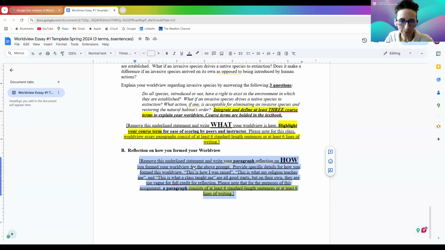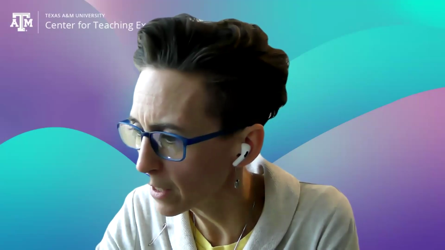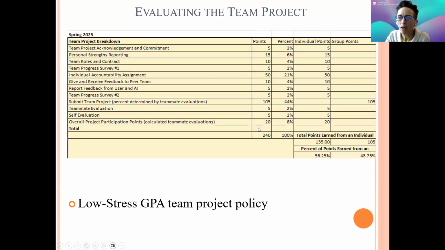Okay. All right, so moving on to the team project. Oh, my screen sharing is paused. Why is my screen sharing paused? One second, I want to make sure you can see everything. Share. Here we go. Okay. Moving on to the team project. There is a team project.